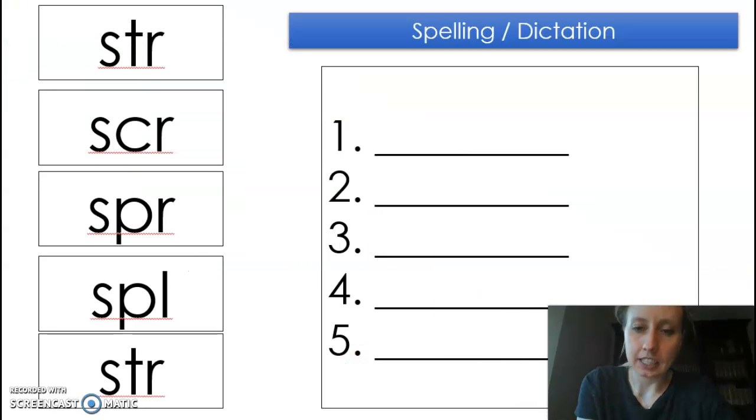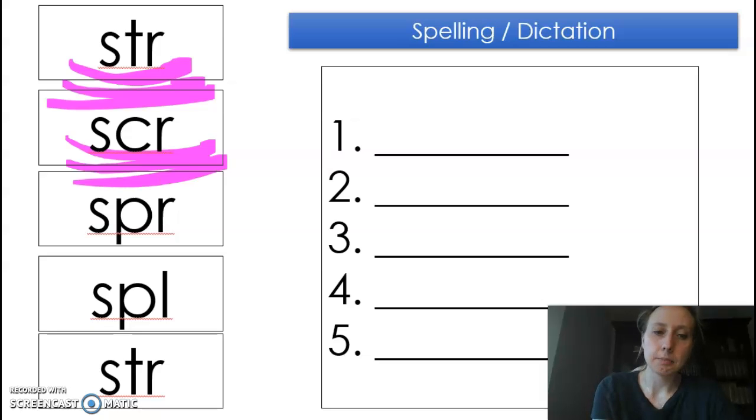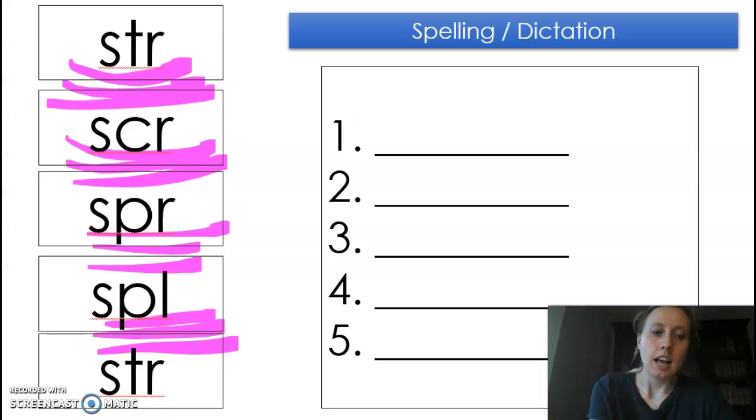So today you'll be practicing your spelling words, either online and or on your paper. STR, STR, str, str, str. SCR, SCR, skr, skr, skr. SPR, SPR, spr, spr, spr. SPL, SPL, spl, spl, spl. STR, STR, str, str, str.